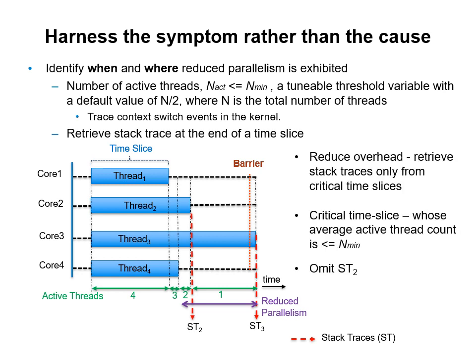The overhead in retrieving stack traces can be further reduced by limiting stack trace retrieval to critical time slices alone, that is, time slices whose average active thread count is below nmin. This will filter out time slices with short spells of reduced parallelism. Subsequently, in the example shown, we will end up with only one stack trace, st3, as the only critical time slice is that of thread 3.